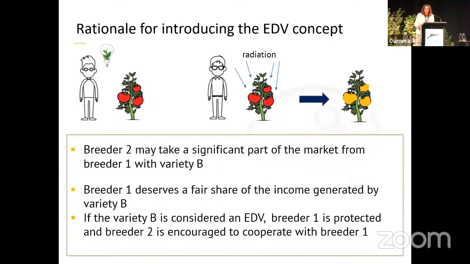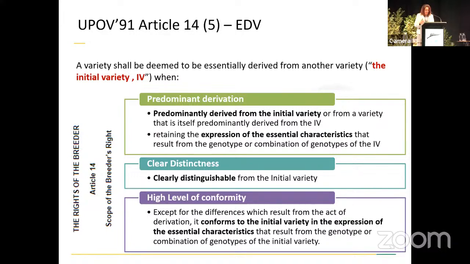And that's what Martin actually has mentioned just before, where the definition under Article 35 states clearly the variety should be essentially derived from the variety, which is called the Asian variety, when you have three different characteristics. So the first pillar is predominant derivation. The second one is distinguished as for any other protected variety. And the third one is high level of conformity.